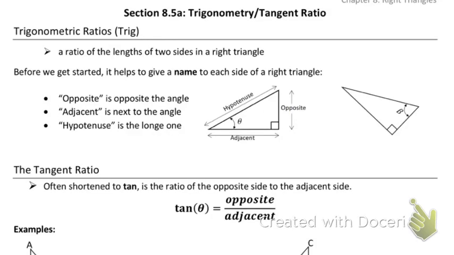Trigonometry. Today we're going to focus on just one trig function, and that's called tangent. In 2 days, we're going to learn something called sine. We'll learn something called cosine. But today we're only focusing on one, and that's tangent.